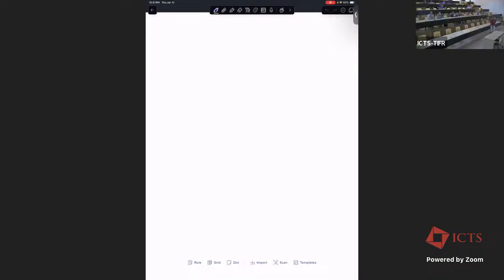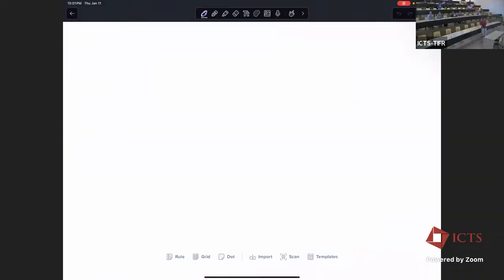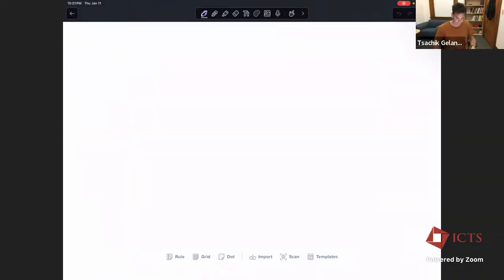Possible to rotate your iPad in landscape mode. Sorry. Maybe I can try, but I'm much less used to do that. Okay, so let's try.